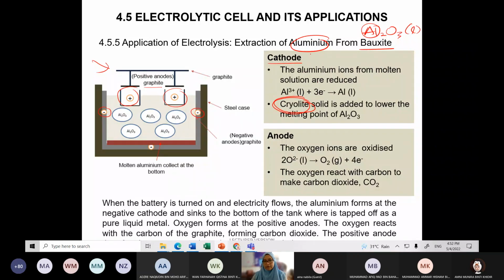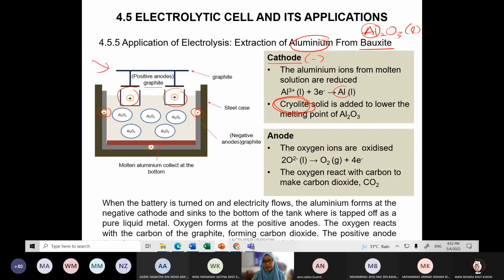Okay, cathode negative kan. So aluminium ions will be attracted to the cathode and will be discharged because we don't have any other species. Then apa nama tu, aluminium 3+. Cryolite is not involved. Okay, cryolite is not involved in the electrolysis. It's just as a solution. Kalau dia involved pun, it will not be selected as to be discharged at the anode and cathode.